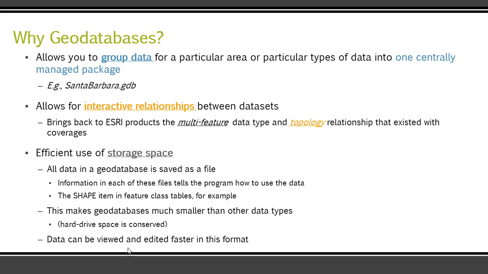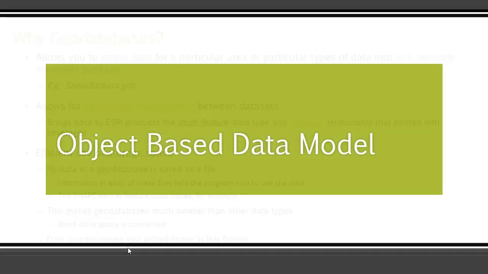Our hard drive space was still very limited and very expensive. So the geodatabase was a way to build data in such a way that it would minimize the amount of space that it took on disk. That also allows for us to view and edit faster. So the smaller the data size, even though we have a terabyte available very easily for us, the smaller our data, the easier it is for any type of software to use it. So it still becomes a benefit for us today.